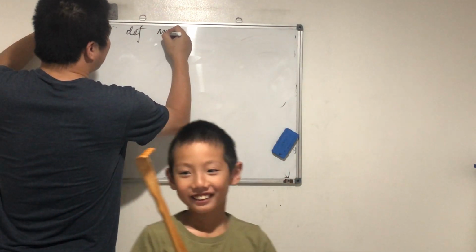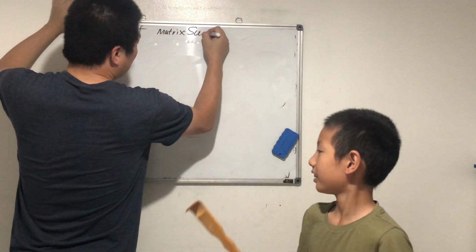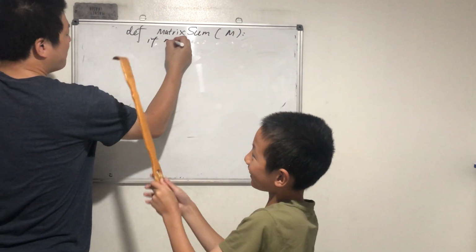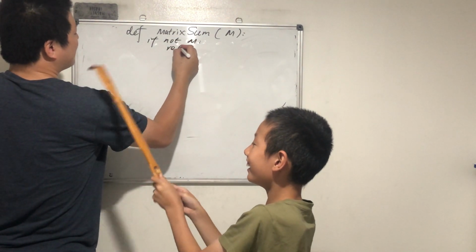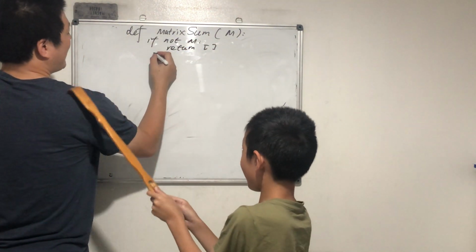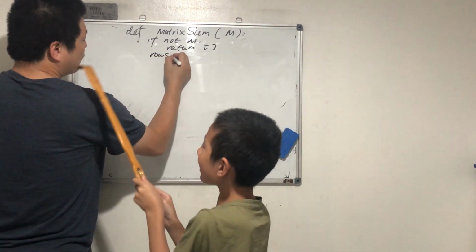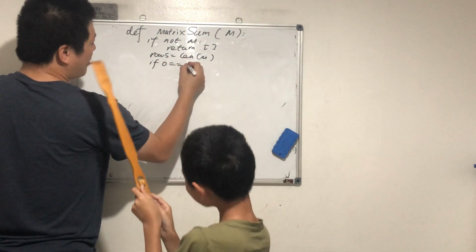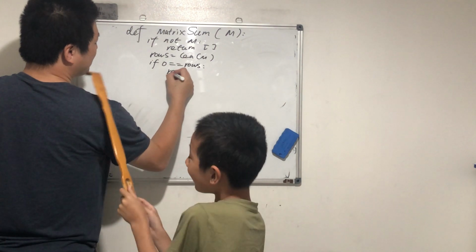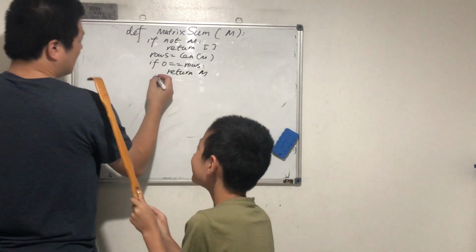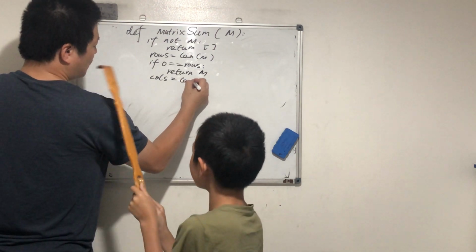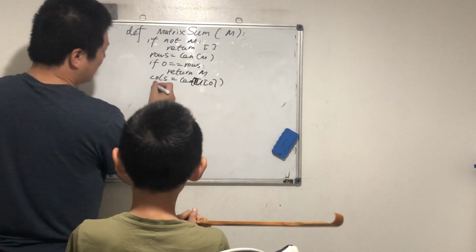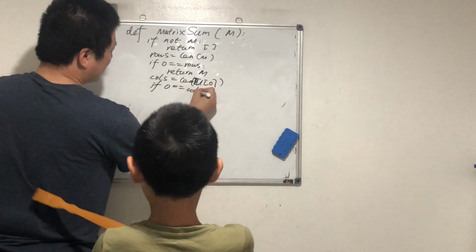Okay. Matrix sum, let's do this. Scratch. M, okay. I'm doing number 3rd. If the matrix is empty, then we just simply return empty. Then rows equals length of M. If 0 equals rows, then we return matrix M. Columns equals length of matrix 0. If 0 equals columns, then we return matrix.